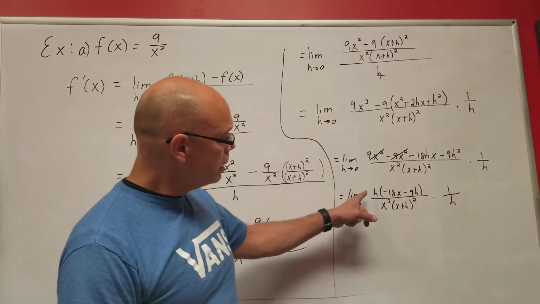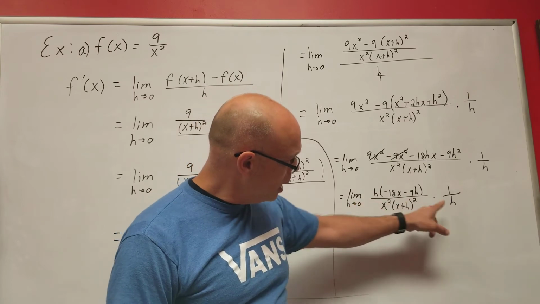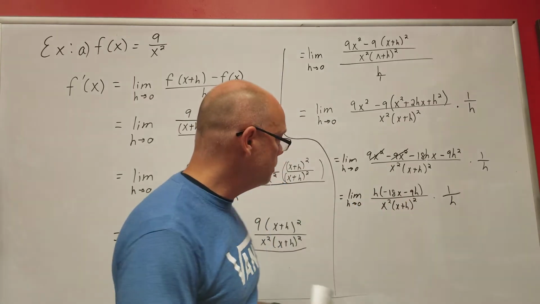Now, why did I factor that h out of the top? Because I saw if I do that, I can divide it out with this h over here.